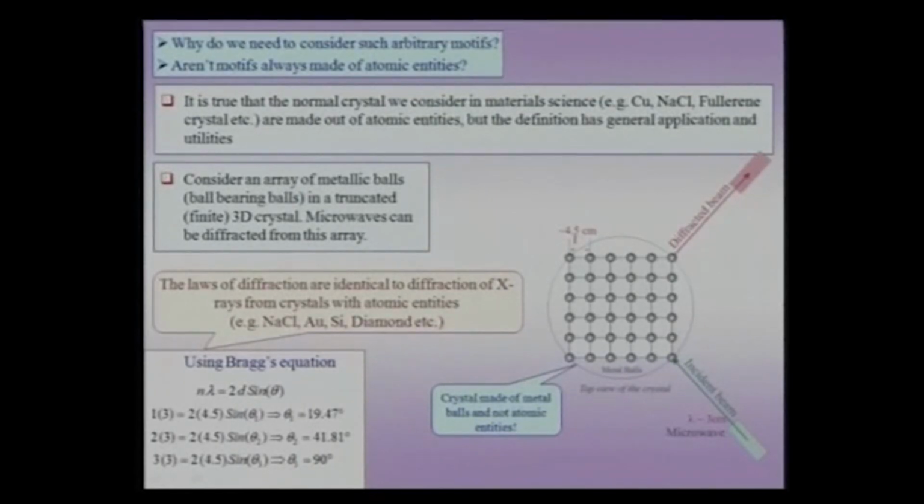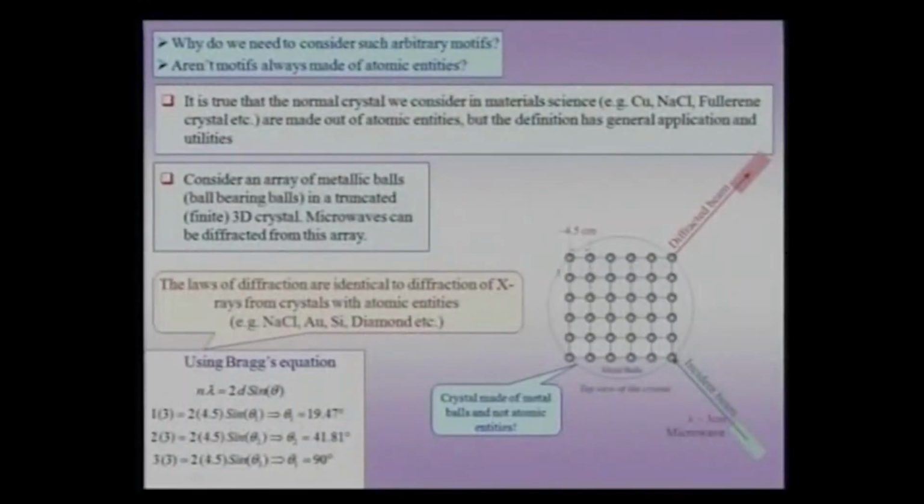Now the question is, is it true that the normal crystals we consider in material science, for instance copper, sodium chloride, fullerene, etc., are made of atomic entities, but the definition has general application and utility. And the experiment I am going to describe now is typically done in many MSc physics labs, and the experiment is as follows. A ball bearing crystal is constructed. Actually you take an array of ball bearing balls, and you put them in an array and make a 2-dimensional crystal out of it.